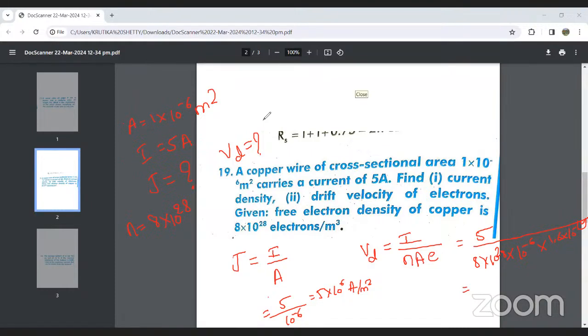Drift velocity is 3.9 into 10 raised to minus 4. 5 divided by 8 into 1.6, and the power is 10 raised to plus 22; going upward it becomes minus 22, minus 6 becomes plus 6, minus 19 becomes plus 19. So 10 to the power 19 plus 6 is 25, and 25 minus 28 is minus 3. Just divide this.